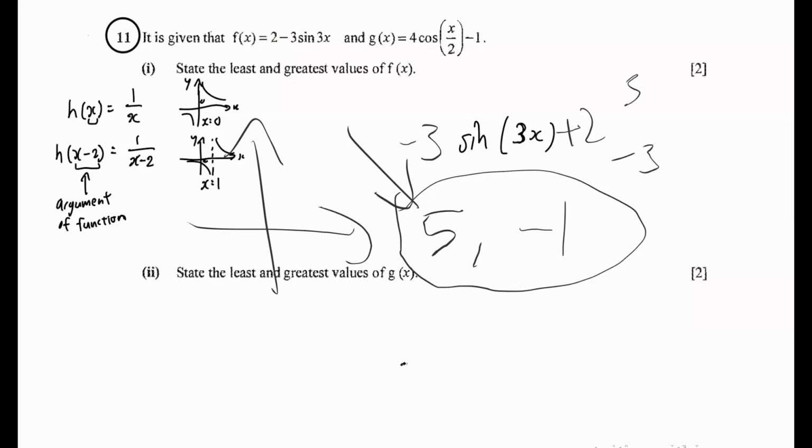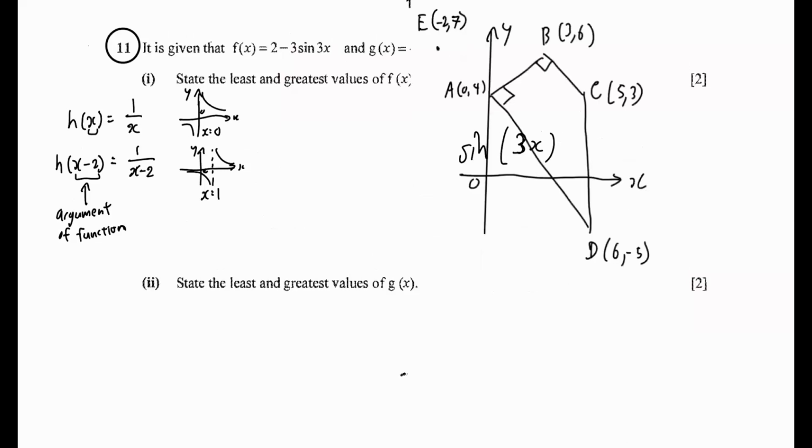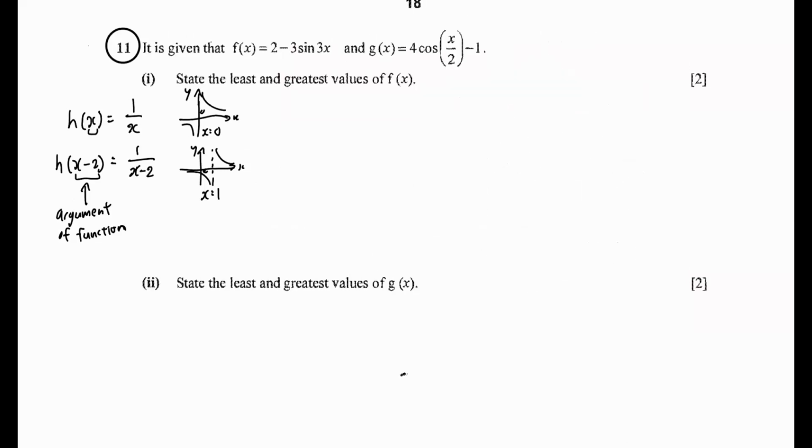So maybe a neater way to present whatever you were doing just now is the following. Sine 3x, you can trap it between two values, negative 1 and positive 1, using inequality notation. Very neat and tidy. But make sure that the smaller one is on the left, negative 1. Then you times negative 3 to the sine 3x.